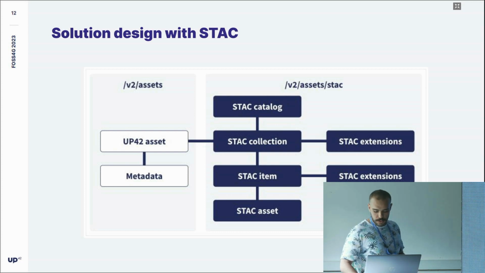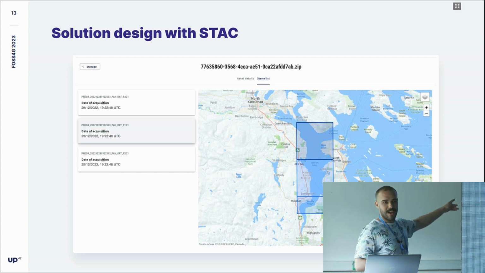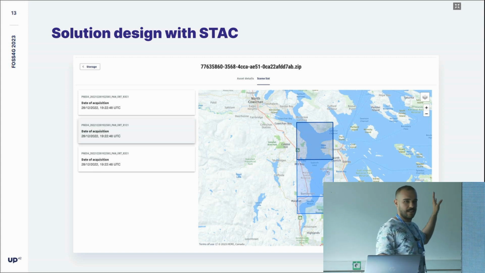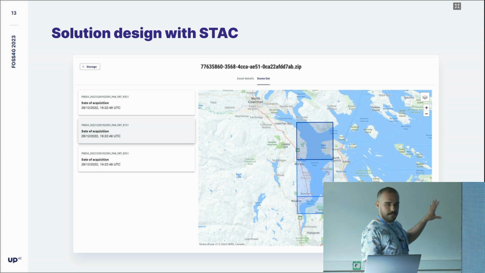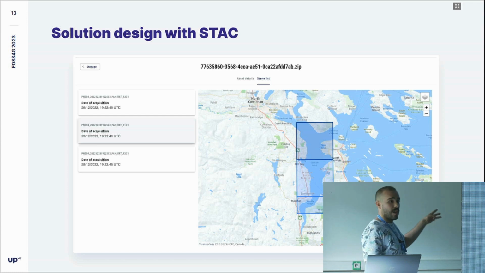I'm going to make it more visual for you. So let's say you order one UP42 asset. We also had it zipped. That's why I'm saying, for legacy purposes, we were storing assets as zip, but I'm going to get to that. Let's say you have one UP42 asset. For that, we provide you one collection, as you see here. And there are now 3 items, one for each geometry, so you have 3 items under this collection.